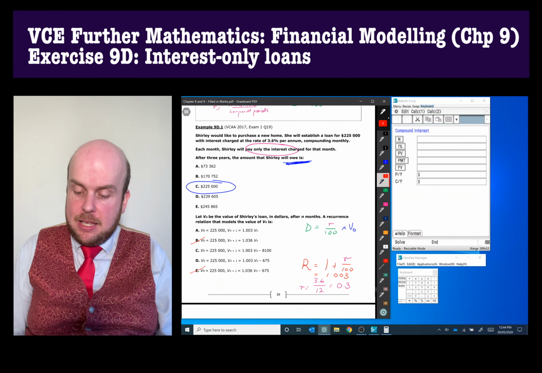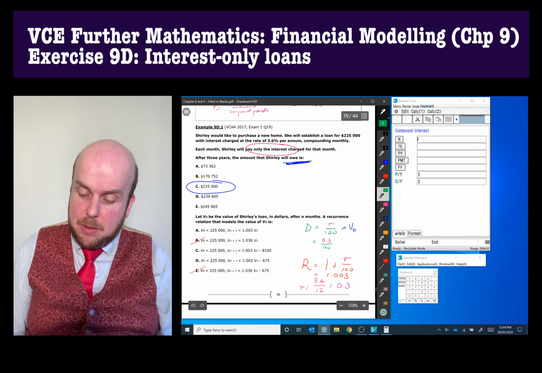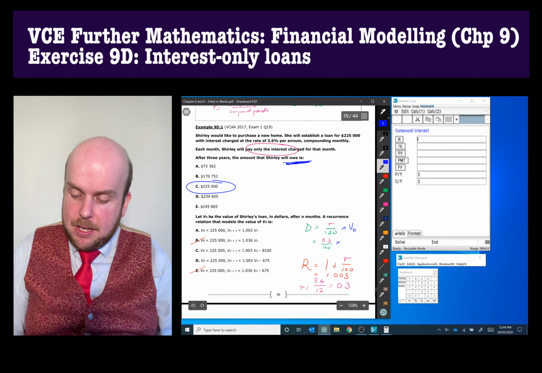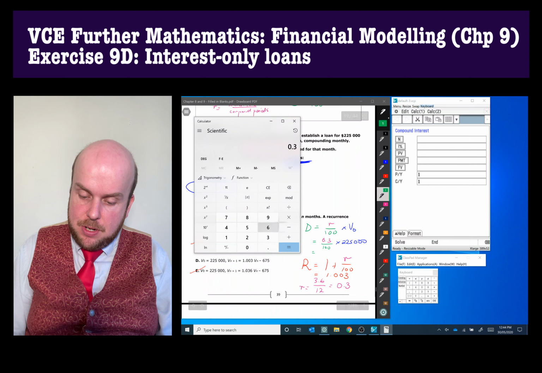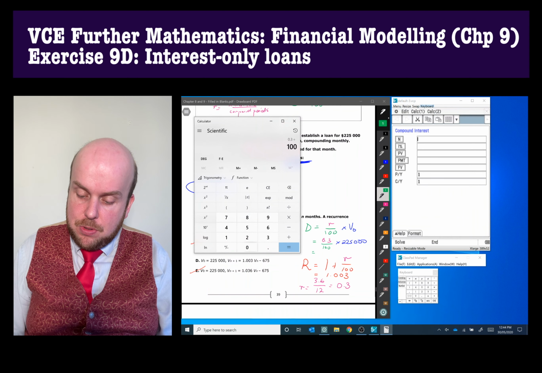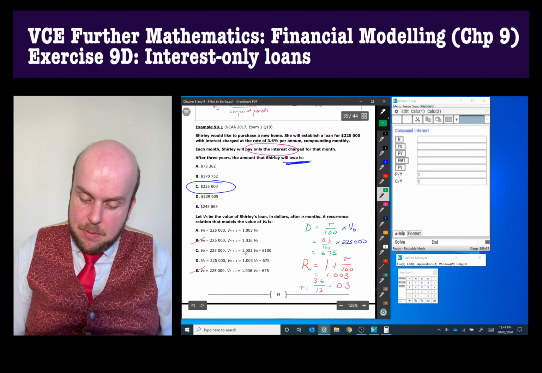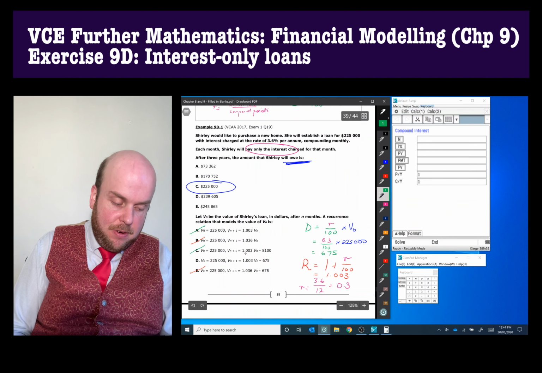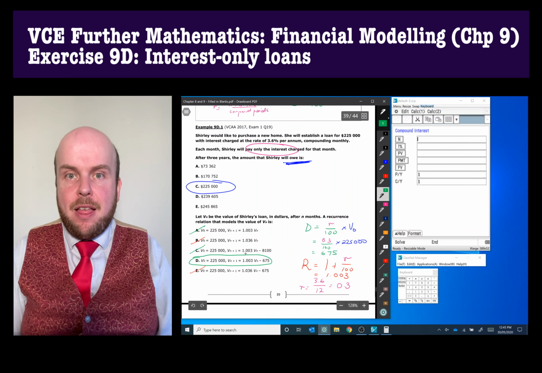So let's go and get the D value. So that's going to be 0.3 divided by 100 times by the principal, which was 225,000. So that's $675. So we can eliminate A, we can eliminate C, and so therefore the answer there is D, because she's only paying off the interest.